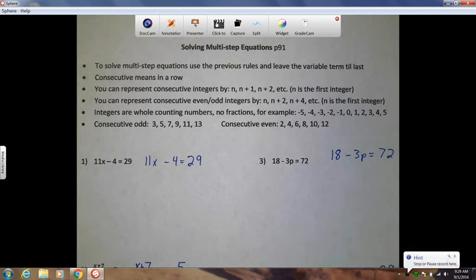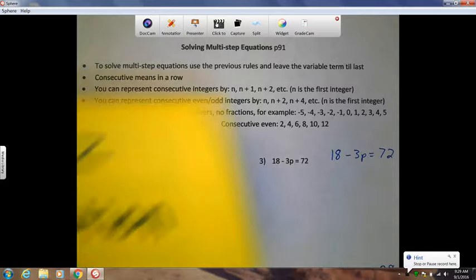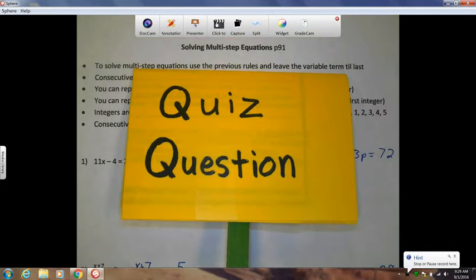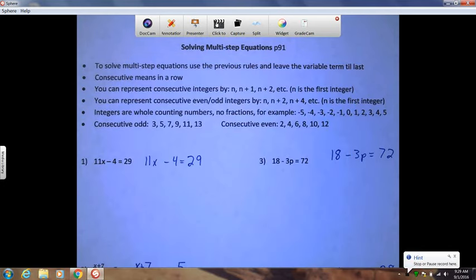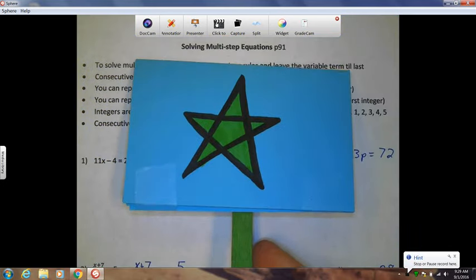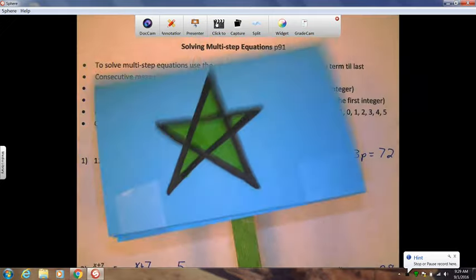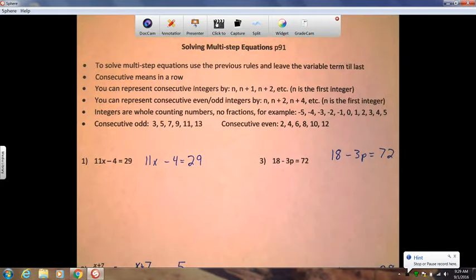This is solving multi-step equations. Remember to pause it, rewind, and stop to write as much as you need to make it useful. Also remember to watch out for the quiz question sign. Make sure you take special note of that. Something to highlight or circle anytime you see the star. Make sure you pay extra attention. Maybe rewatch that portion.